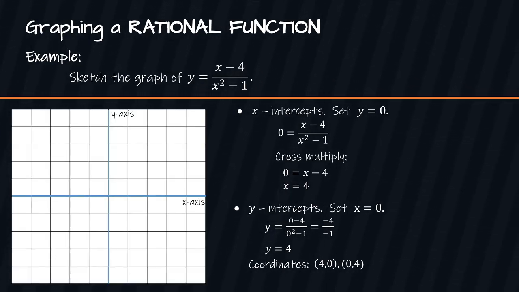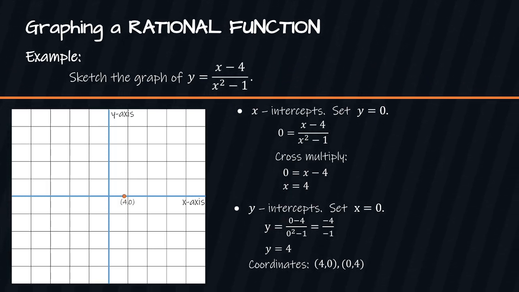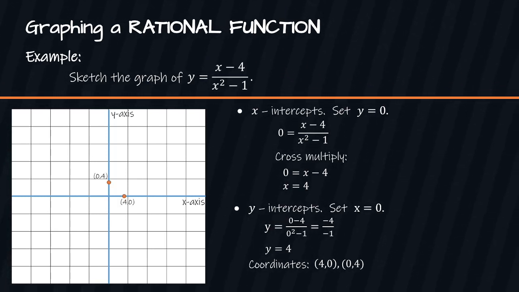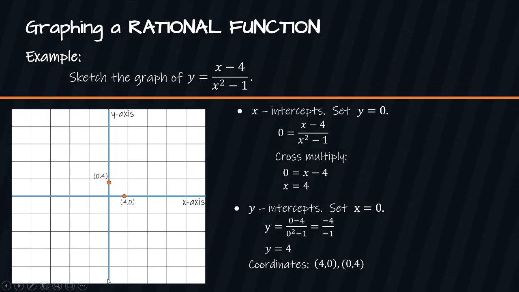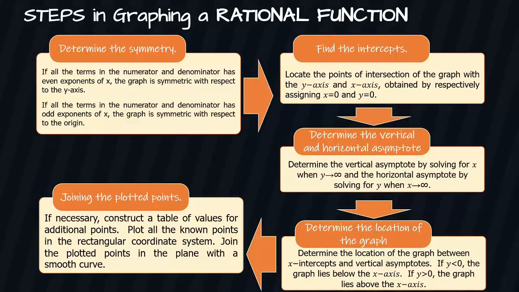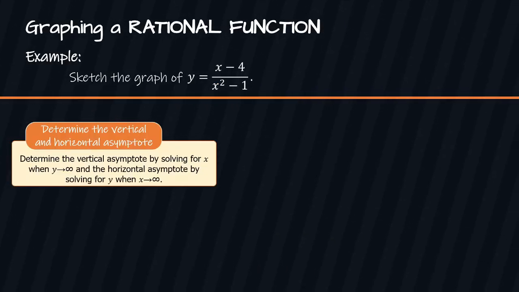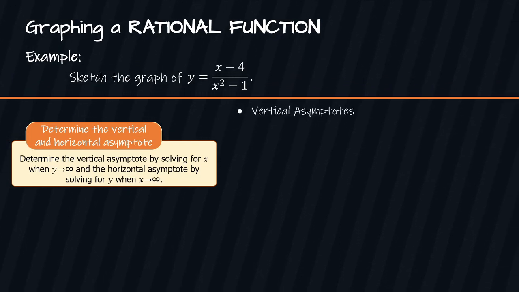Let us now plot our coordinates. So again, we have (4, 0) and (0, 4), assuming that one division is equal to 5 units. Then we proceed to the next step, which is to determine the vertical and horizontal asymptotes. We now find first the vertical asymptote.